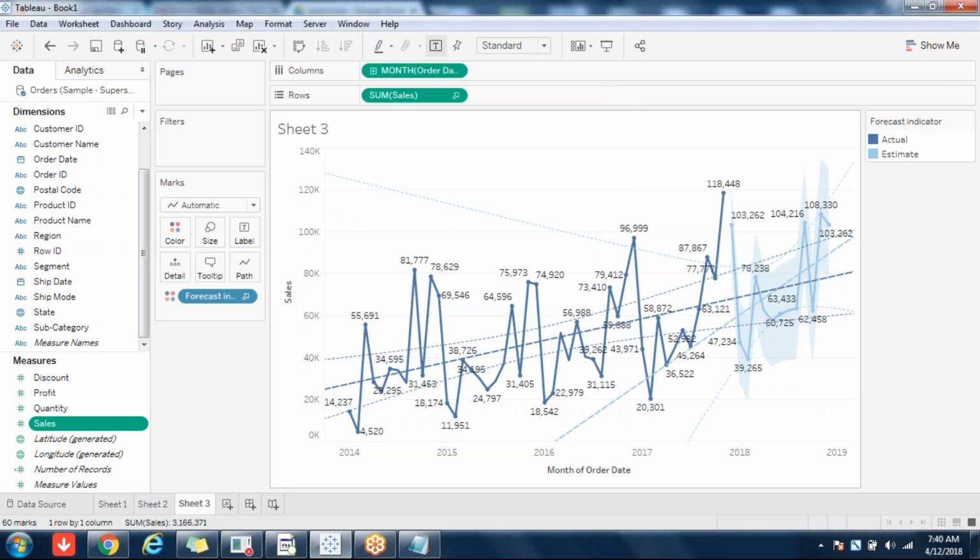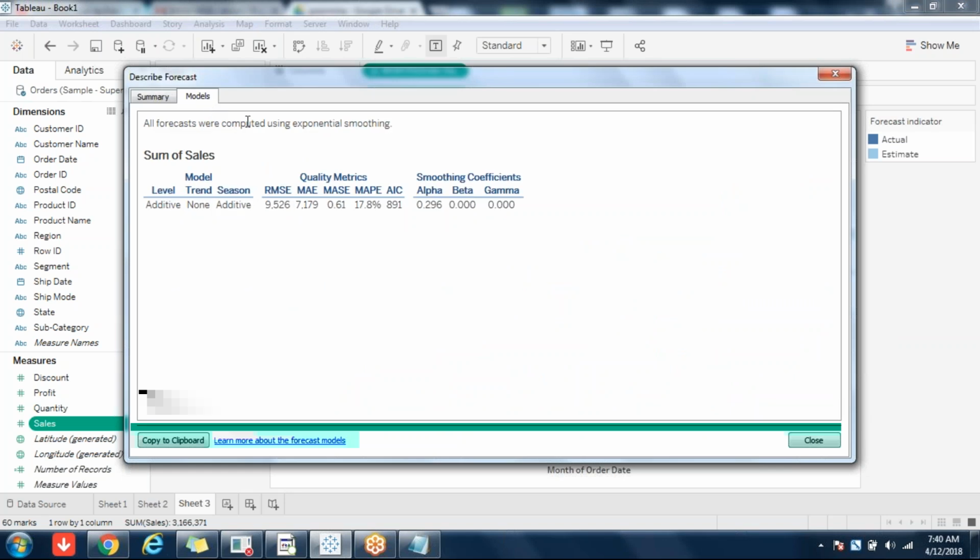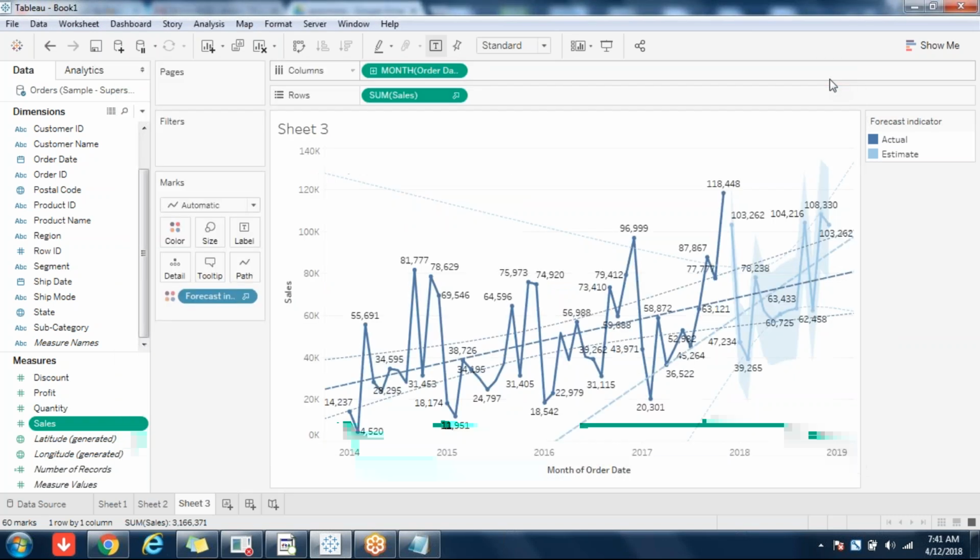Next, of course, we have different forecast options here, or describe forecast, how it is done. So you can see how the forecasting works, and of course the different models here, like exponential smoothing. That's how it is. So this is forecasting. In the line chart, that is how you can apply forecasting.